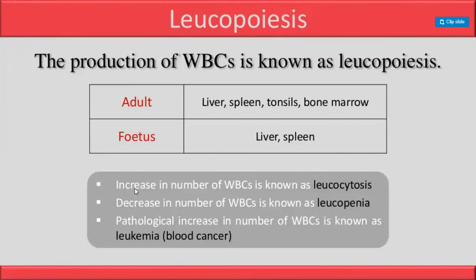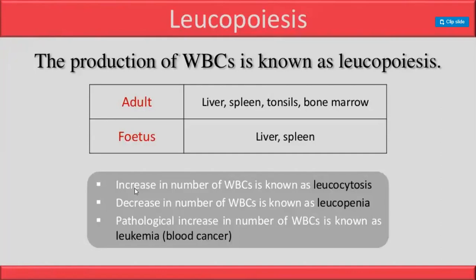Now, these white blood cells are produced in response to a protein that is called leucopoietin. So leucopoietin stimulates leucopoiesis, just the way erythropoietin stimulates erythropoiesis. And leucopoietin is also produced or released from what we call the neutrophils. So the neutrophils release this leucopoietin, and it stimulates the process of leucopoiesis.